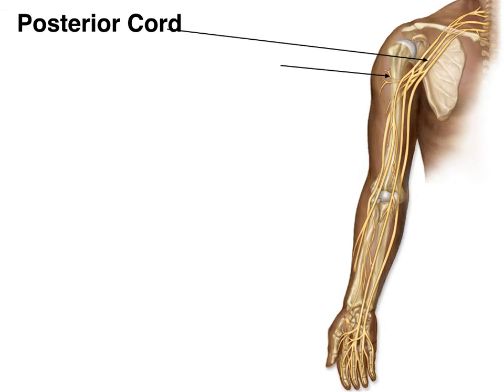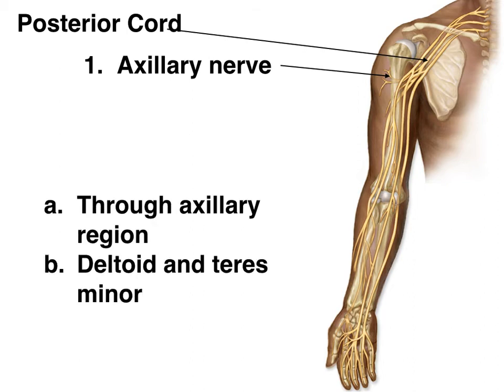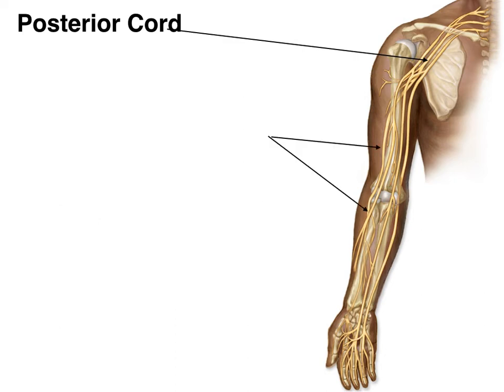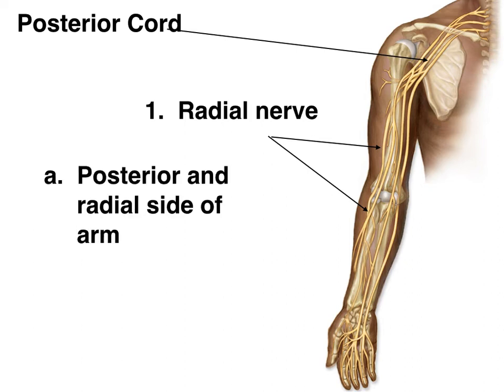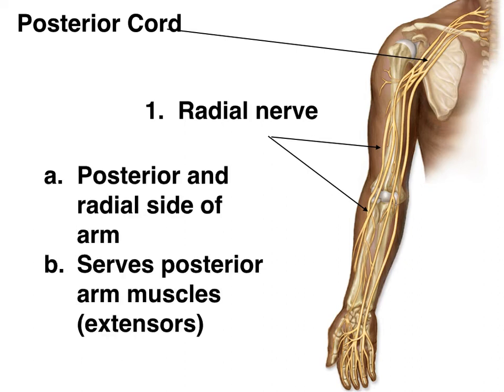Next, we have the posterior cord, which has a branch into the axillary nerve. This goes through the axillary region or armpit and helps connect to things like the deltoid and teres minor muscles. The posterior cord also connects further on to the radial nerve, which passes on the posterior and radial side of the arm and goes to connect to posterior arm muscles in the case of connecting to several extensor muscles.